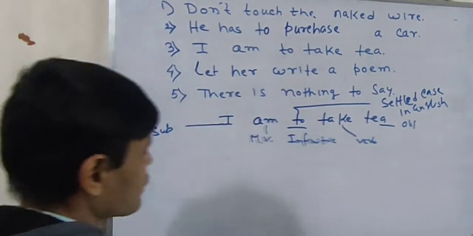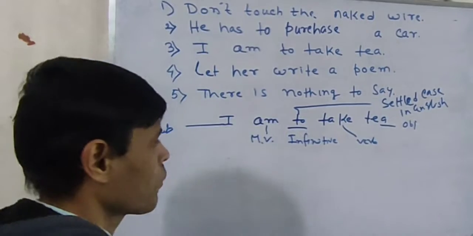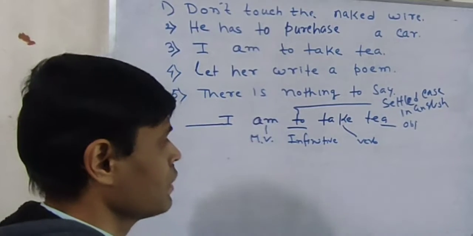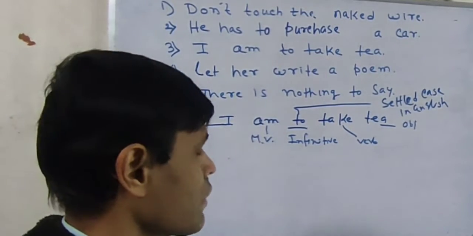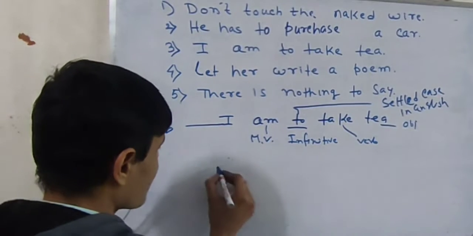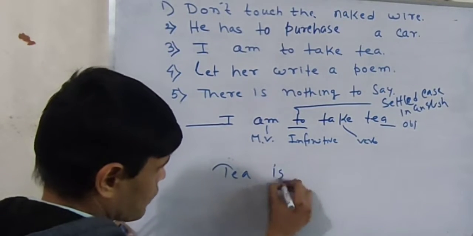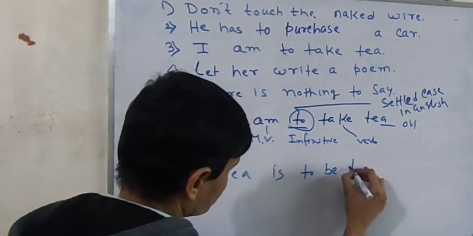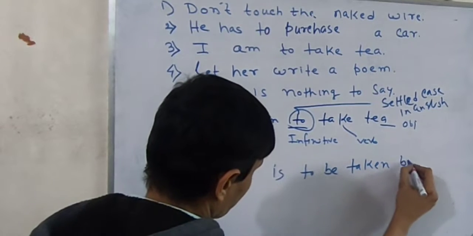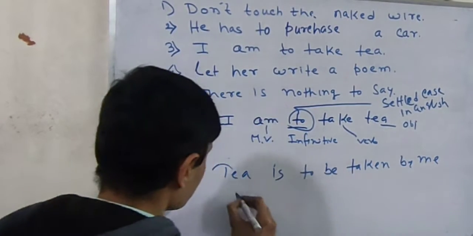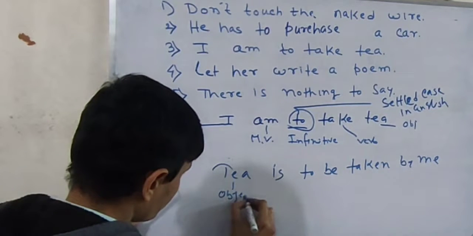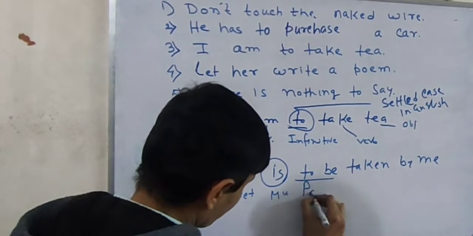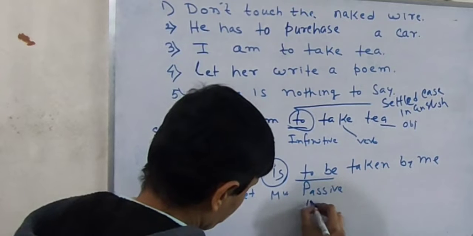In that case, in the absence of object against the main verb, infinitive object is there, so we can easily passivize this taking the help of the infinitive object. So object is turned into subject. Is used. We are going to passivize this. Tea is to be taken by me. Okay. So here is the object. Main verb. Passive infinitive. This is the hardcore part.